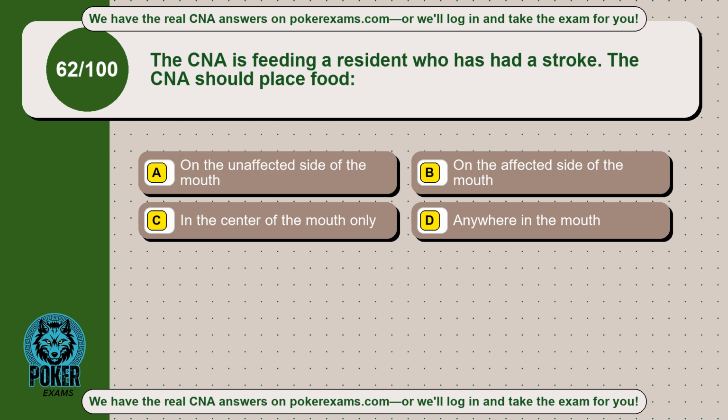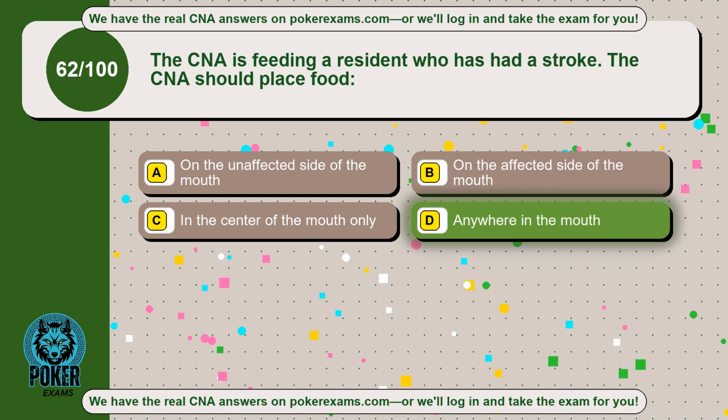Question 62. The CNA is feeding a resident who has had a stroke. The CNA should place food: Option A, on the unaffected side of the mouth. Option B, on the affected side of the mouth. Option C, in the center of the mouth only. Option D, anywhere in the mouth.